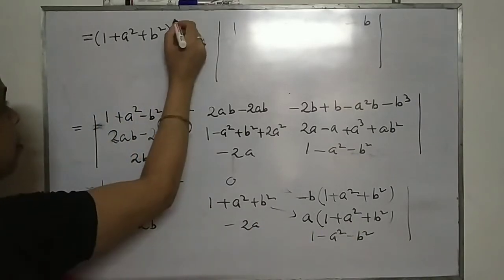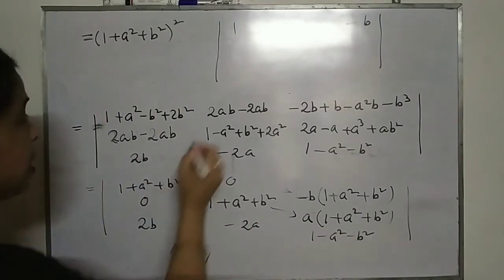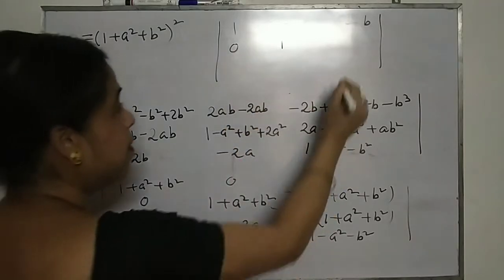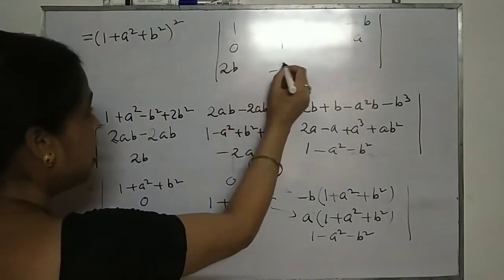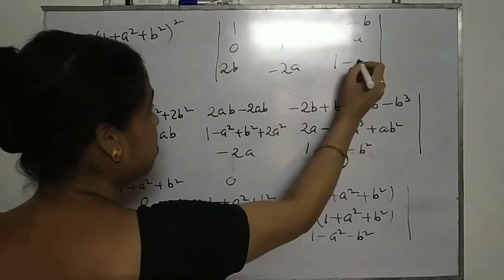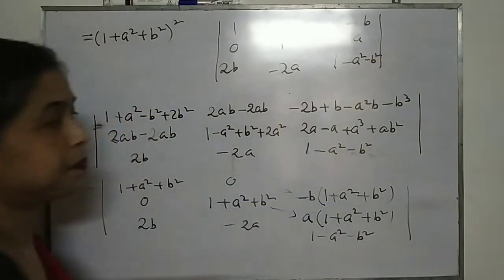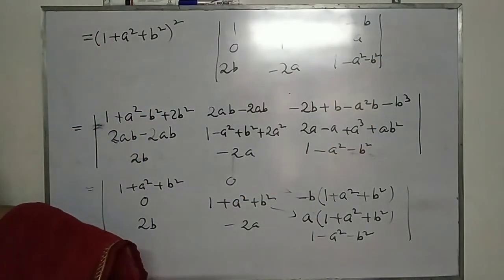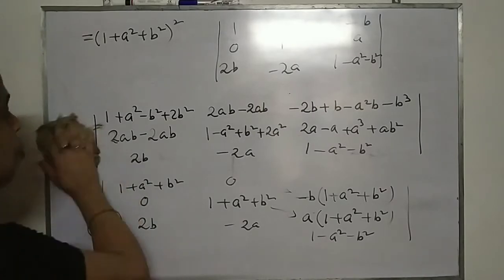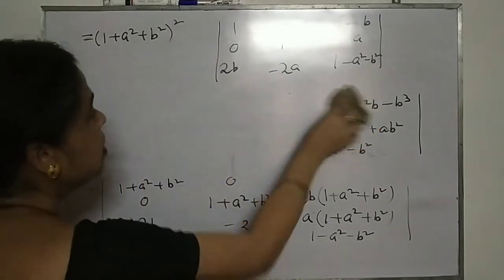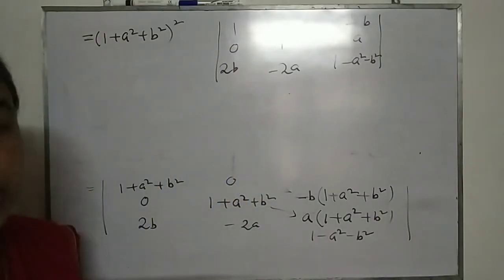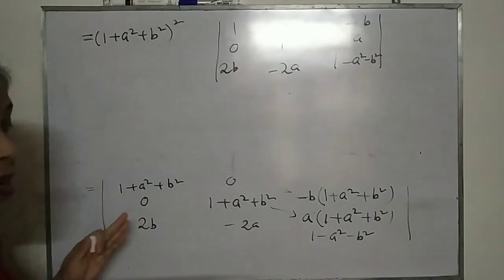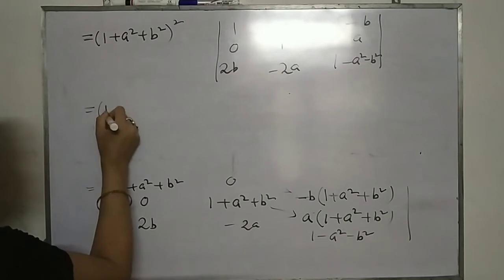So here also one more will come, so square. Here what is left? 0, 1, here a will be left. This is twice b, it is minus twice a and here it is 1 minus a square minus b square. Now you see, if you want, you may get the positive number here, or you may obtain one more expression from here. But I'm just stopping here and let me expand it now.